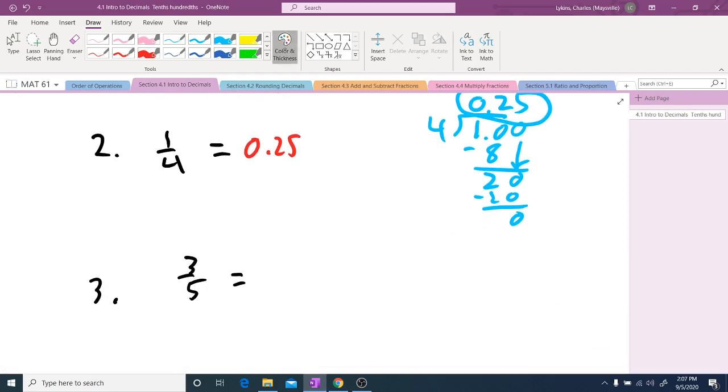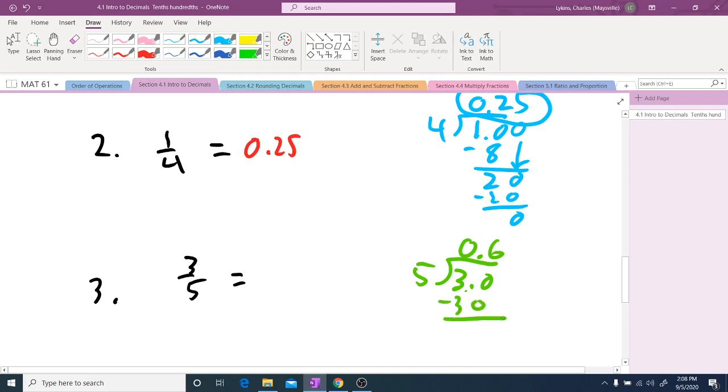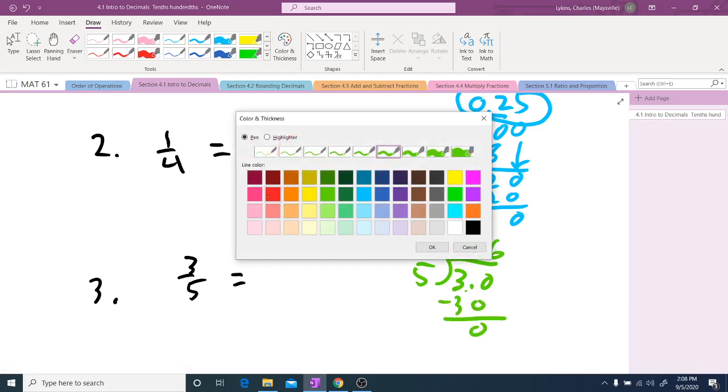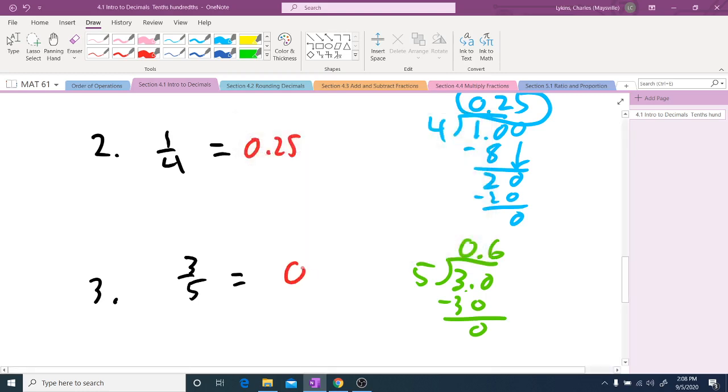Okay, 3/5. 5 goes into 3 0 times. But now how many times does 5 go into 30? Put a point there. 6. 6 times 5 is 30. So you don't have a remainder. So my answer is actually 0.6.